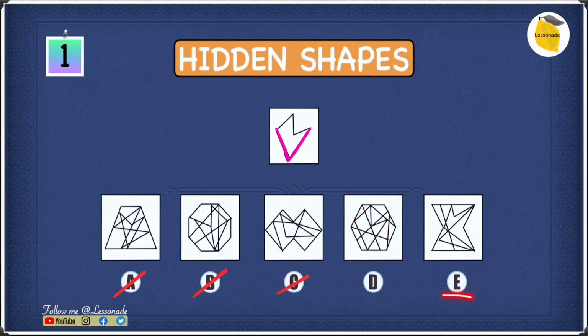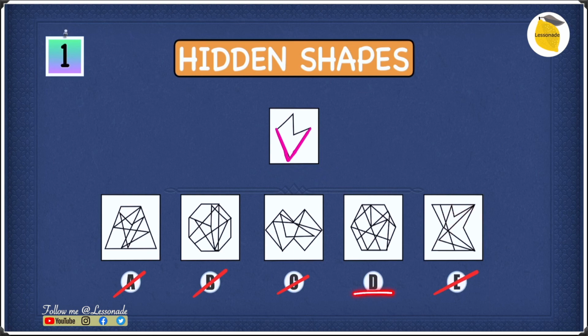But let's check E just to be sure. In E, we cannot find another V shape that's very similar to the one we have. The only V shape that we can find anywhere near is the one we have right here, and even this V shape makes an arrowhead shape. An arrowhead is not the same as the one we have above. So therefore, we can also cross off E.